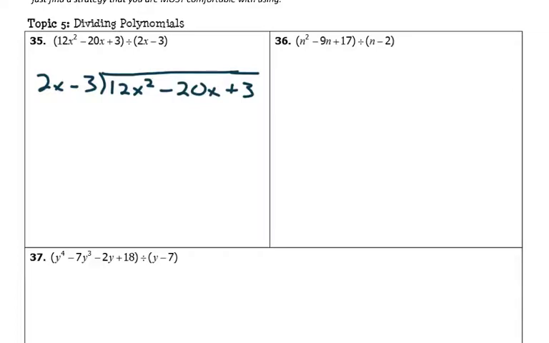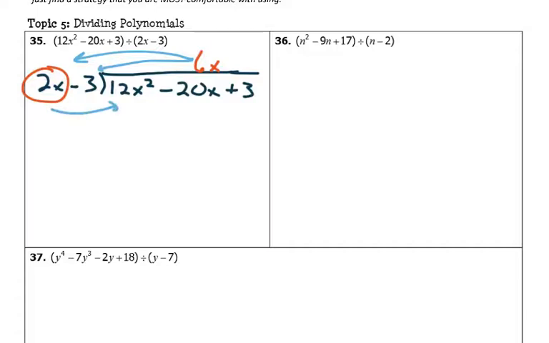We are going to go ahead and divide 12x squared by 2x. 12x squared divided by 2x ends up giving us 6x. So what we're going to do is put 6x above, and we're going to go back and multiply now 6x times 2x minus 3. This 6x is being multiplied to both terms on the outside.